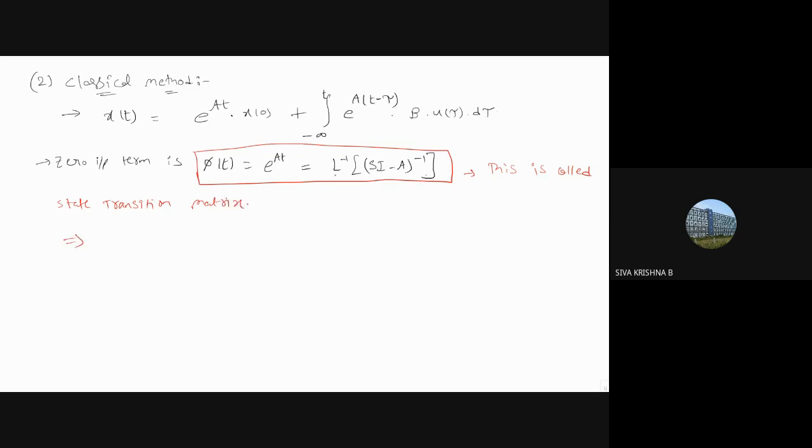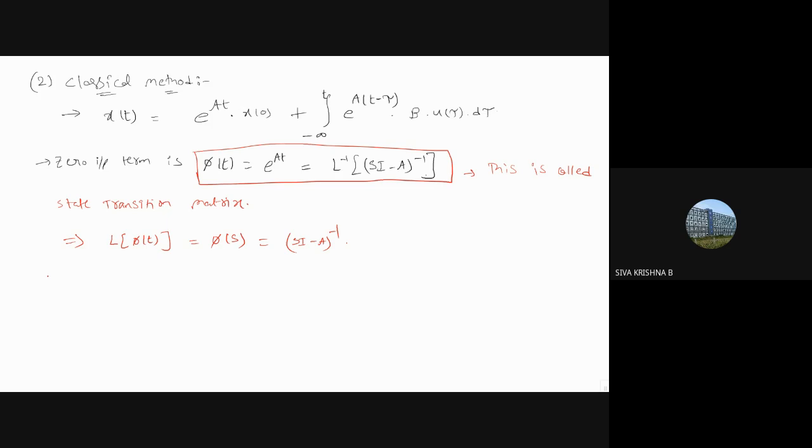So from this, take the L inverse to the other side, to the time domain. That means Laplace of phi of t, you can write it as phi of s in the s domain, equals the remaining term, (sI minus A) whole inverse.